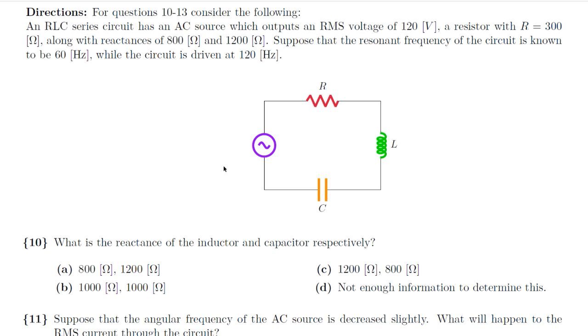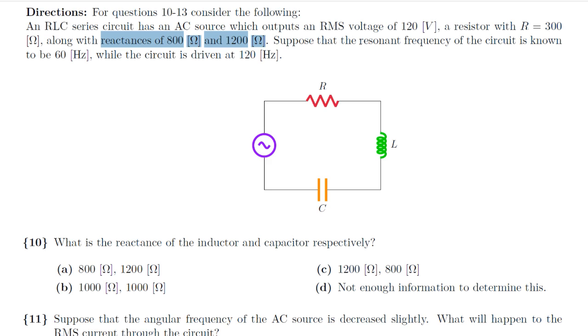Okay, so let's take a look at numbers 10 through 13. We have an RLC series circuit with an AC source that outputs an RMS voltage of 120 volts. The resistor has a resistance of 300 ohms. We have reactances given. Notice that in the prompt, I do not tell you which reactance belongs to which. I tell you that there are two reactances of 800 and 1200. That's it. So do not make any assumptions about that unless it's directly stated.